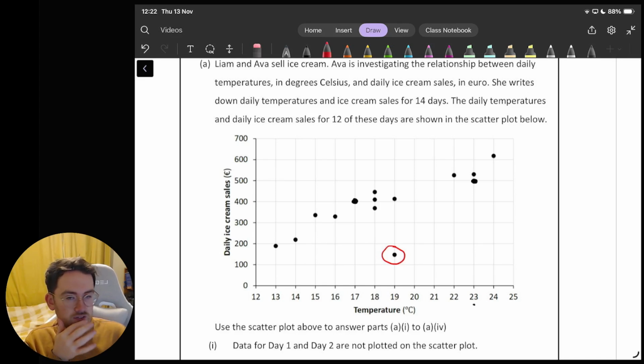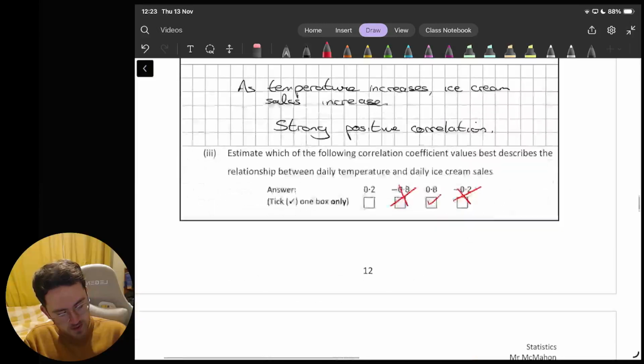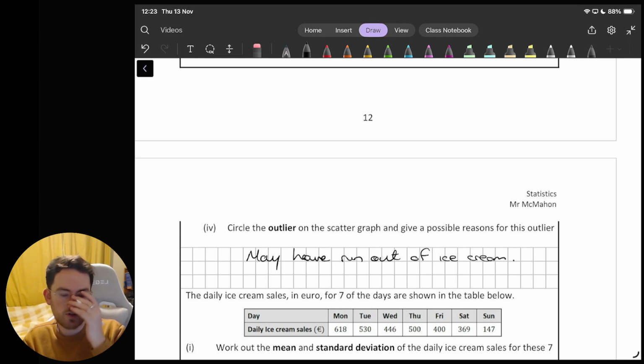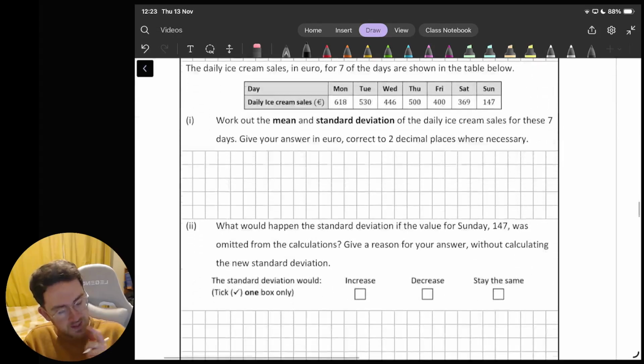It's a high enough temperature of 19 degrees. However, the ice cream sales, it feels, do not match that temperature. Have they asked us to explain it? They have. A possible reason, we could say, is maybe they ran out of ice creams. Maybe they just simply ran out of ice creams and there were no more ice creams to sell. So even though the temperature was quite high, they didn't have any ice creams left to sell. Fair enough. Not much else they can do there. Okay, let's look at the next part.